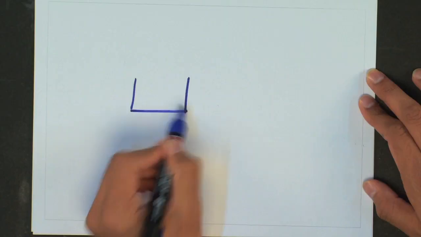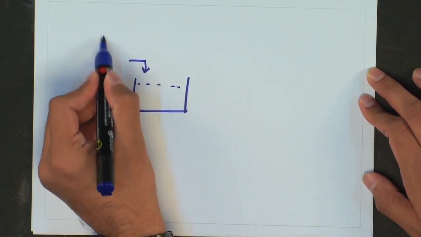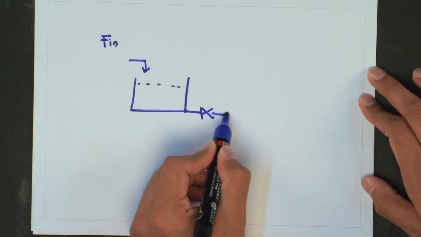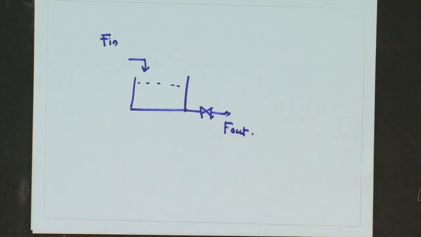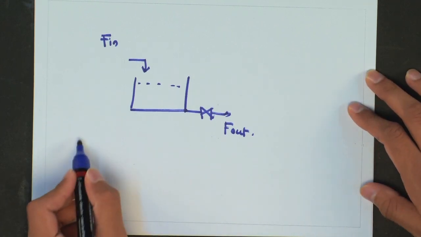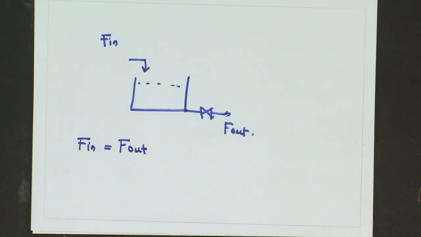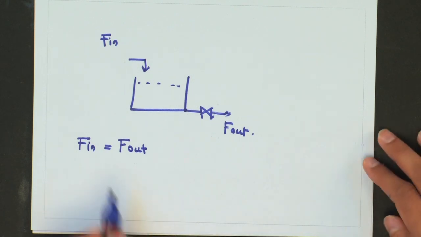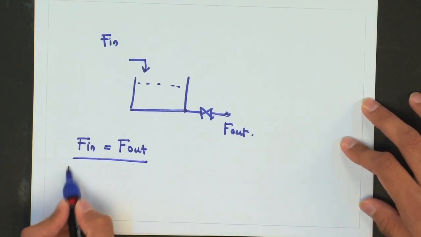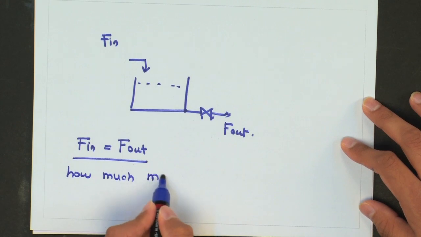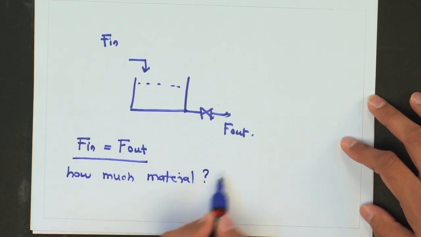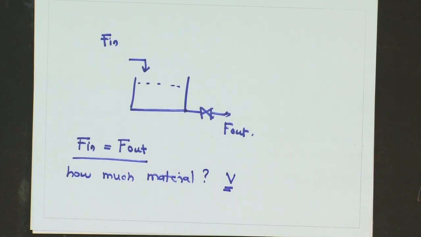So let us take an example of the stirred tank. When I say steady state of this system, or if I ask you to write the steady state balance for this system, what I get is F in is equal to F out. But this does not tell me how much material is in this tank. So it does not tell me what is the volume of this particular tank.